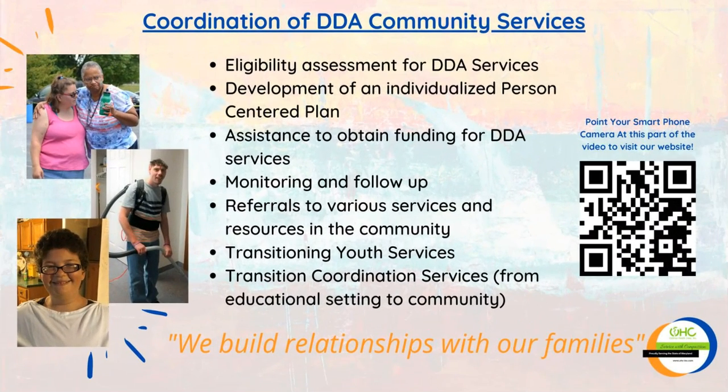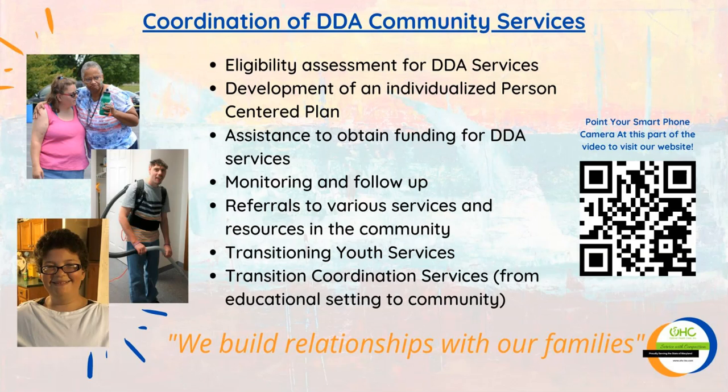Once an individual is determined eligible for DDA services, they will be contacted by their assigned coordinator of community services, also called a CCS. The CCS will then help the individual obtain DDA services and assist the family with developing a person-centered plan. The Person-Centered Plan is an annual document that is used to maintain funding and specify goals related to DDA services.